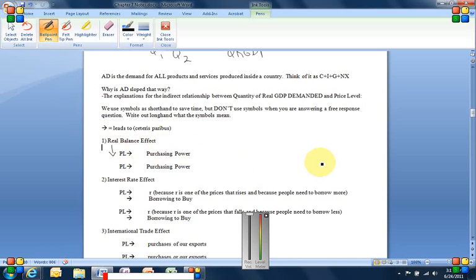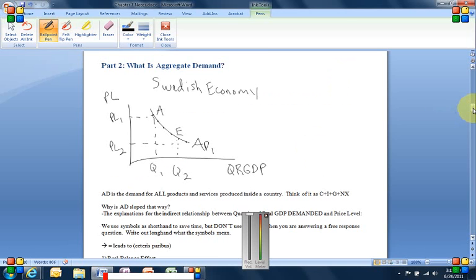What happens to the purchasing power that the average Swedish citizen or somebody in another country that's buying Swedish stuff, that's under the NX part of the demand curve, what happens for them? Well, they have an increase in purchasing power. They can afford to buy more products and services. If prices go up, then of course the purchasing power of the people that are demanding those products and services decreases. So if we go back to our curve, of course, that's one explanation for this relationship. Let's say we're at point E and then prices start to go up.